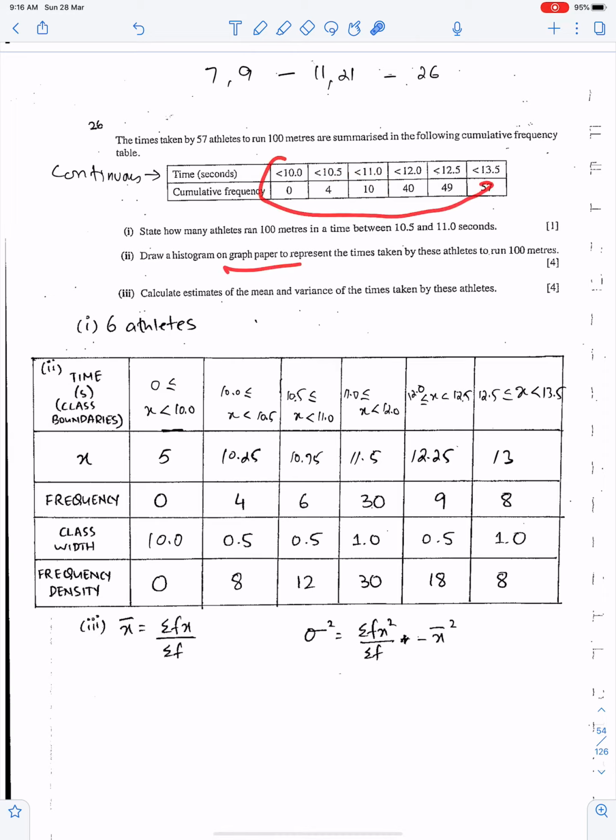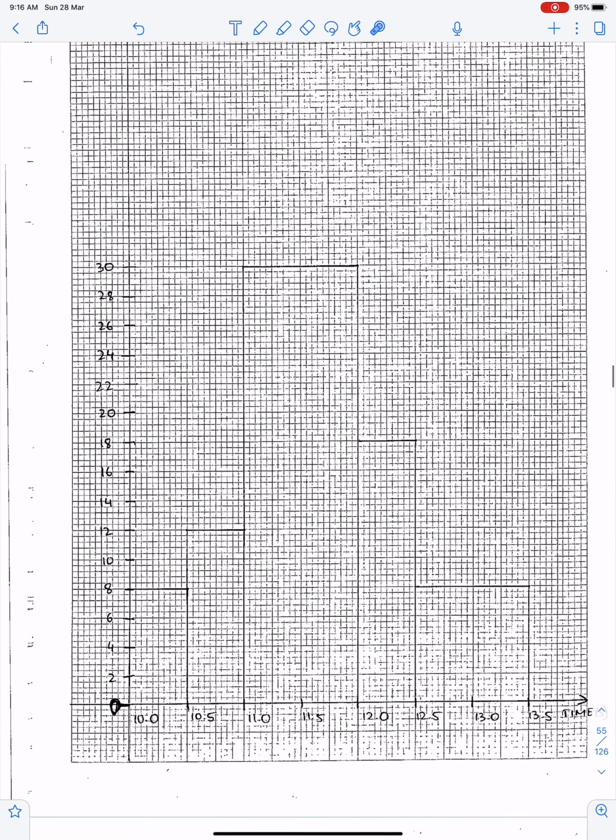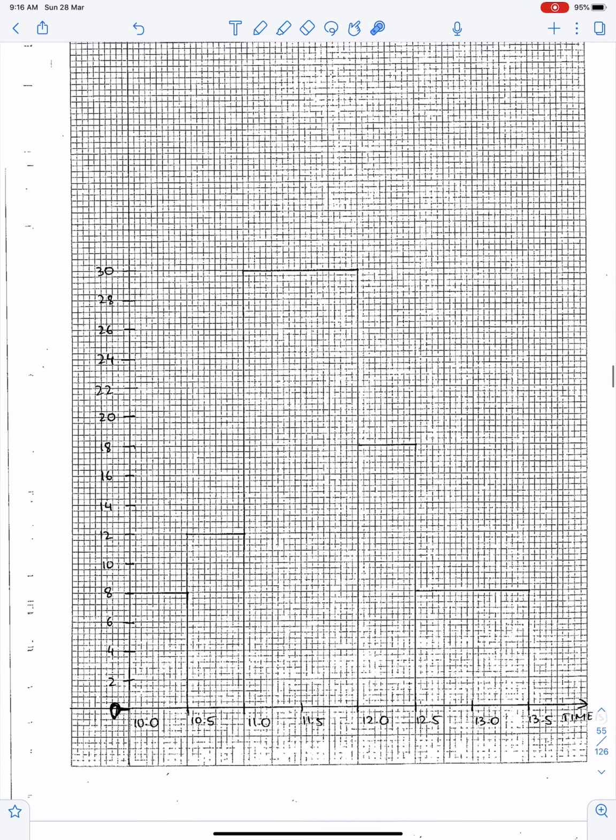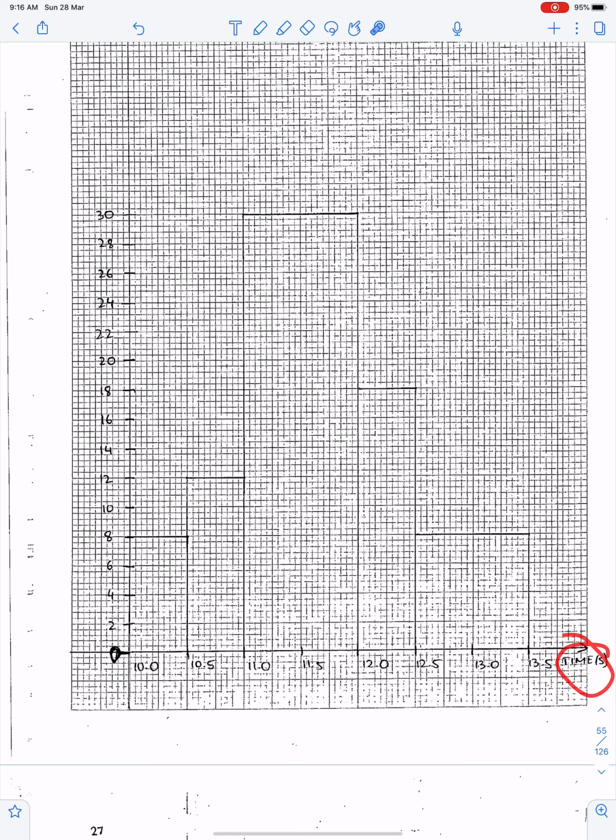Histogram, use this table and frequency densities. These are the frequency densities, mean and variance. This is the histogram. You must label the axis.